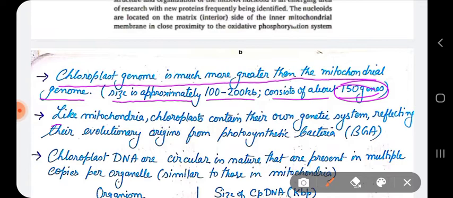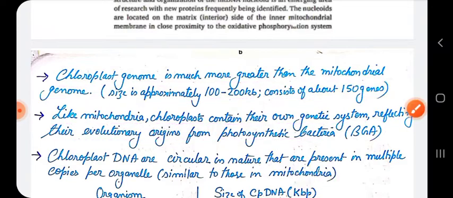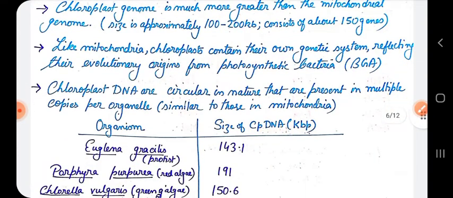Like mitochondria, chloroplasts contain their own genetic system, reflecting their evolutionary origin from photosynthetic bacteria, blue-green algae. It has been proposed that chloroplasts also come from blue-green algae, photosynthetic bacteria, according to the endosymbiotic theory, as they have their own DNA.